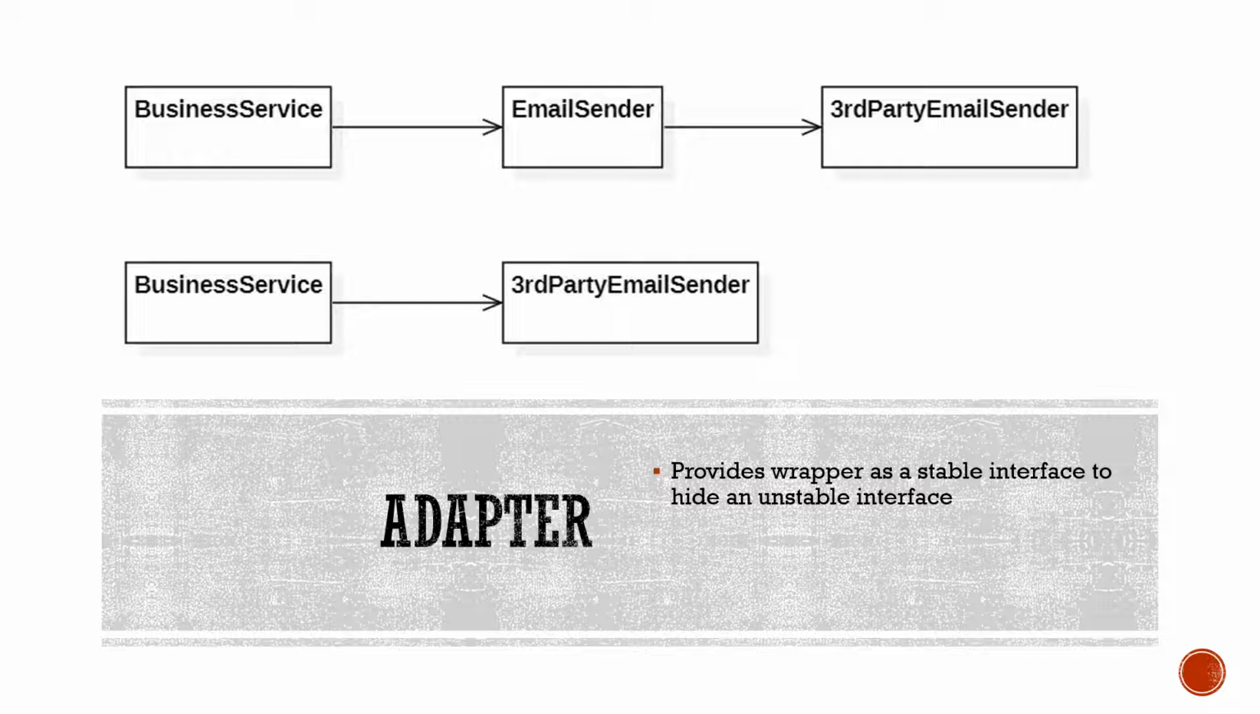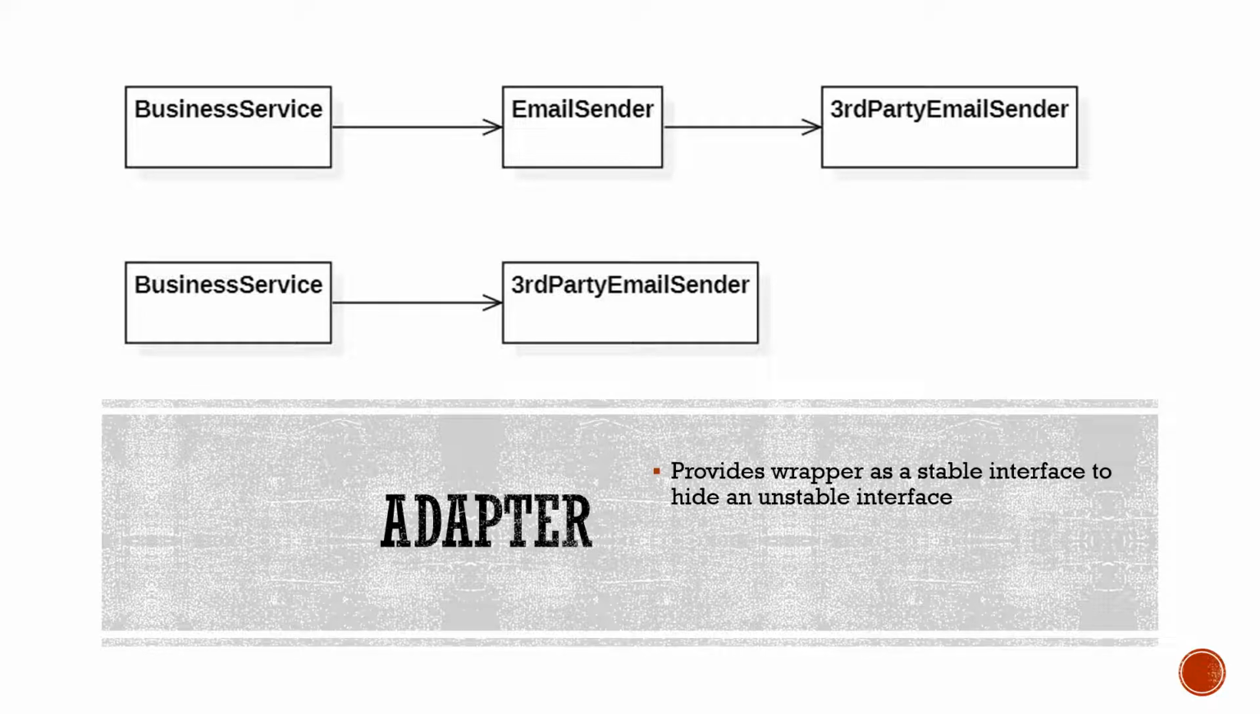The first pattern that we will discuss is the adapter pattern. It provides a wrapper as a stable interface to hide an unstable interface. You probably remember this picture. This was taken from the previous material. Imagine that we have a third-party email sender class which is unstable, and we don't want to couple the business service class to it directly, because the business service class contains stable business code. It's too risky to modify too often.